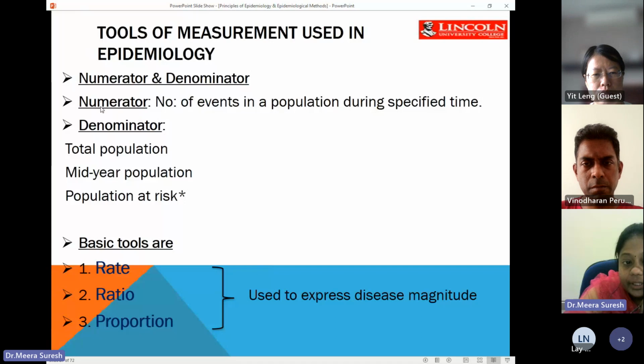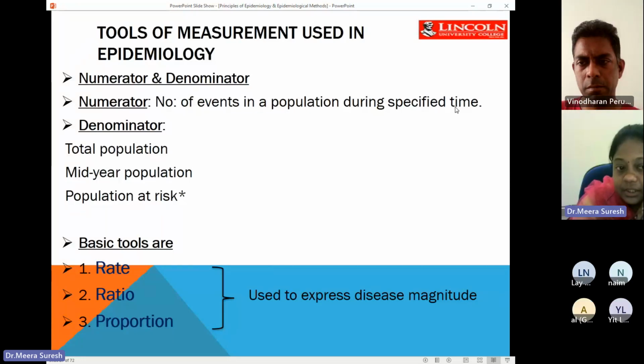So what will be the numerator? The numerator will be the number of events in a population during a specified time. We'll see when we go to the examples what it indicates. So the numerator will always be what we are going to measure, some number of events. It can be a death, or even a birth. It can be about a disability or accidents or number of pregnancies, anything.